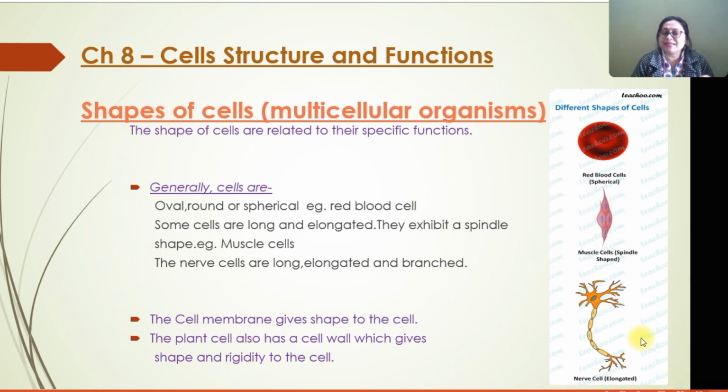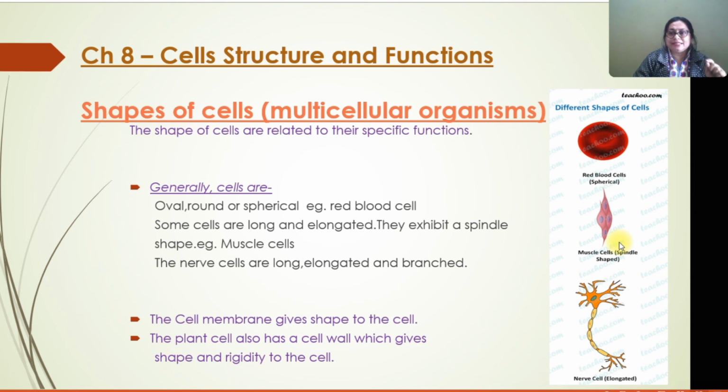Generally, cells are oval, round or spherical, as in red blood cells. Sometimes cells are long and elongated, as in muscle cells. Here picture is given. You can see red blood cell which is spherical in shape. Muscle cells are spindle shaped, long and elongated. And we have the nerve cell which is long, elongated, and it is also branched. So the shape of a cell depends on what function it performs in the body of the organism.